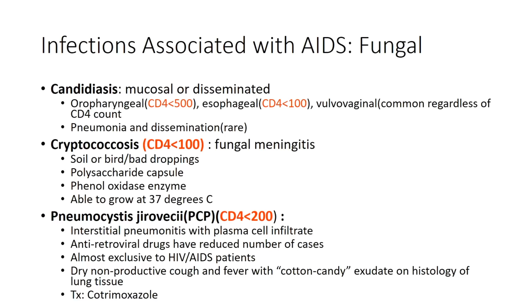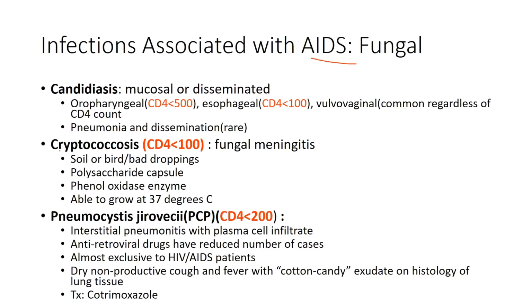Now onto some of the fungal infections that are associated with AIDS. So Candida can cause mucosal disease and dissemination. I think I'm beating a dead horse with this. We brought this up multiple times, but oropharyngeal is less than 500 and esophageal less than 100. Vulvovaginal infection can also be associated with AIDS, but it's associated with general yeast infections as well. But also, Candida can cause pneumonia and dissemination. It's more rare, but it is more associated with AIDS than anything else. And that is your Candida albicans.